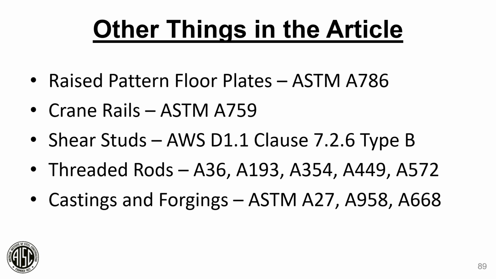They do not have an ASTM standard. They are specified in AWS D1.1, Clause 7.2.6, Type B. So if you want to find information on shear studs, you need to look at AWS D1.1. Threaded rods have a lot of different ASTM standards that are available: A36, A193, A354, A449, and A572. Also, castings and forgings are in ASTM A27, A958, and A668. A lot of this is covered more in depth in the article that we mentioned, the April 2018 article in Modern Steel Construction.